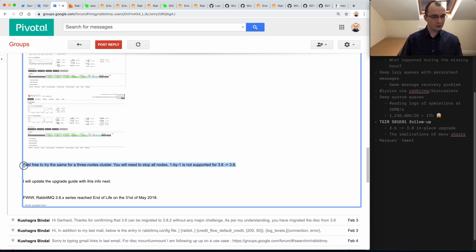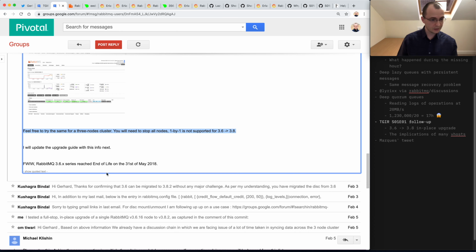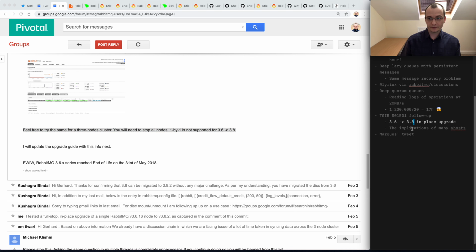we do not support one by one. So going from 3.6 to 3.8, everything has to be stopped. The last stopped node has to be started first. But an in-place upgrade from 3.6 to 3.8 is possible if all the nodes in the cluster are stopped. We can't have mixed mode. It's possible 3.7 to 3.8, but it's not possible 3.6 to 3.8. As long as everything is stopped and then a node is started, it'll be fine, as I demonstrated here. So that was the first thing.